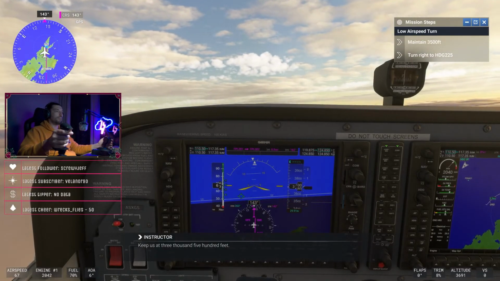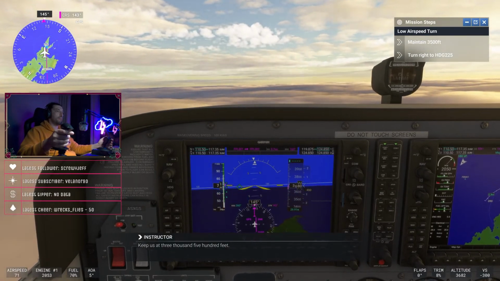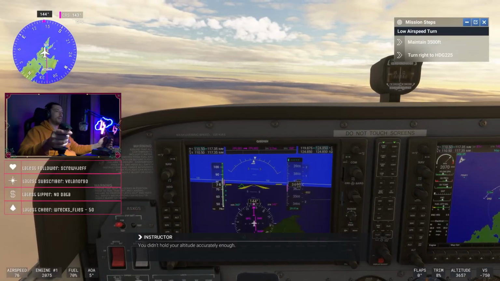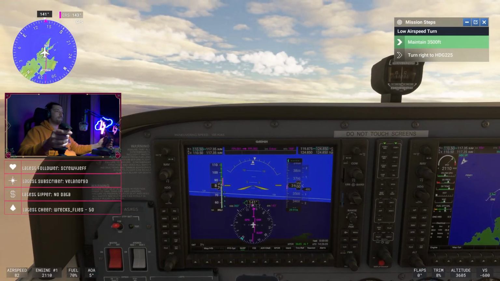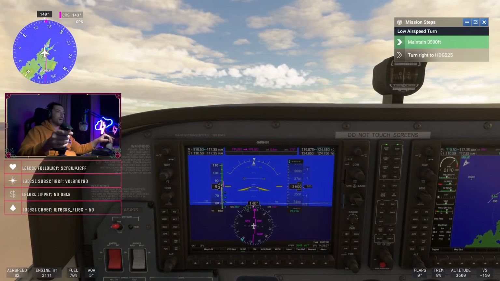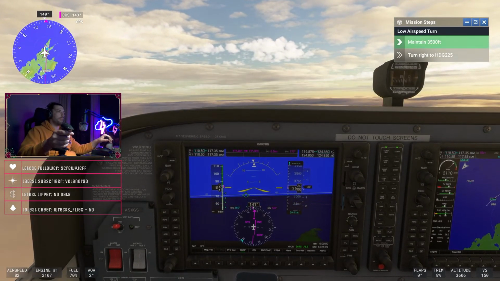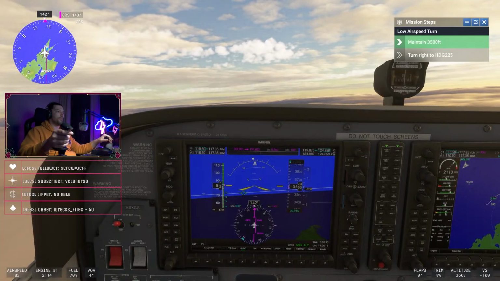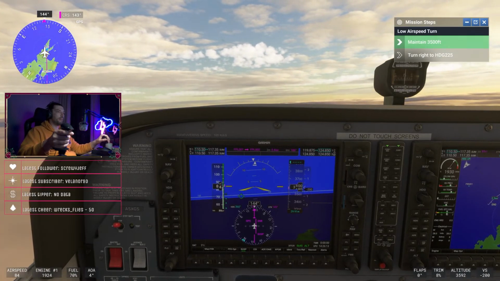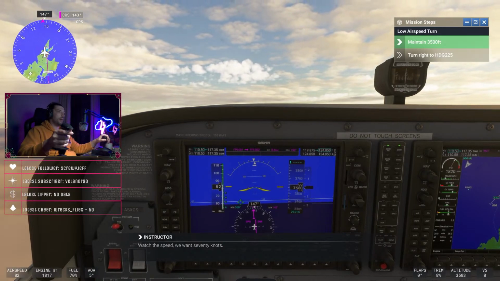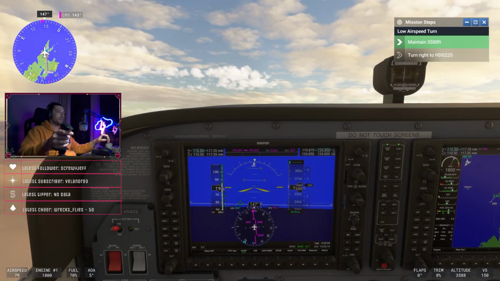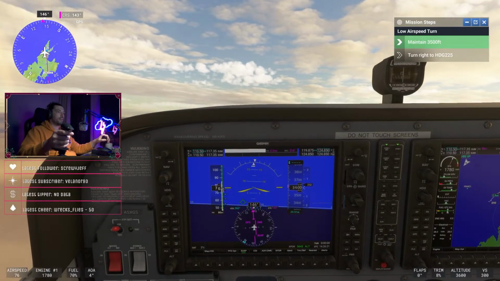Keep us at 3,500 feet. Okay, I know. I will. You didn't hold your altitude accurately enough. I didn't keep my altitude accurate enough. Yeah, okay. What am I supposed to do? Fire me. Watch the speed, we want 70 knots. Yeah, I know. Right, 70 knots.